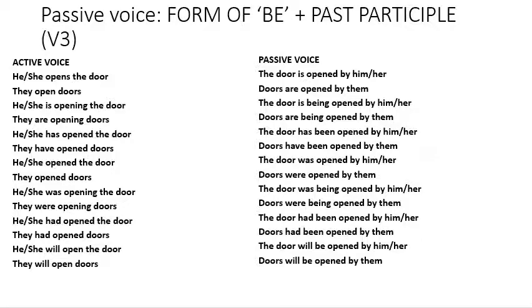He or she had opened the door. The door had been opened by him or her. They had opened doors. Doors had been opened by them. She or he will open the door. The door will be opened by him or her. They will open doors. Doors will be opened by them.